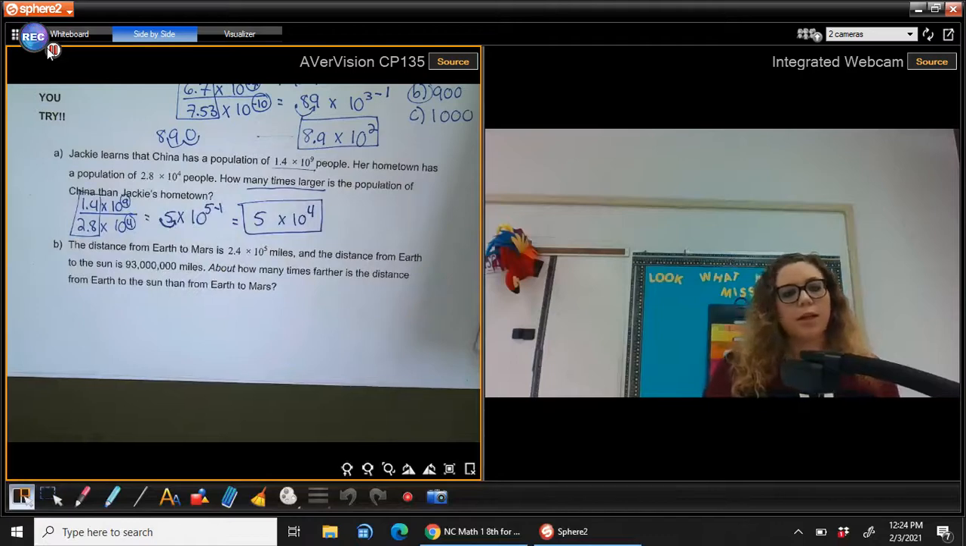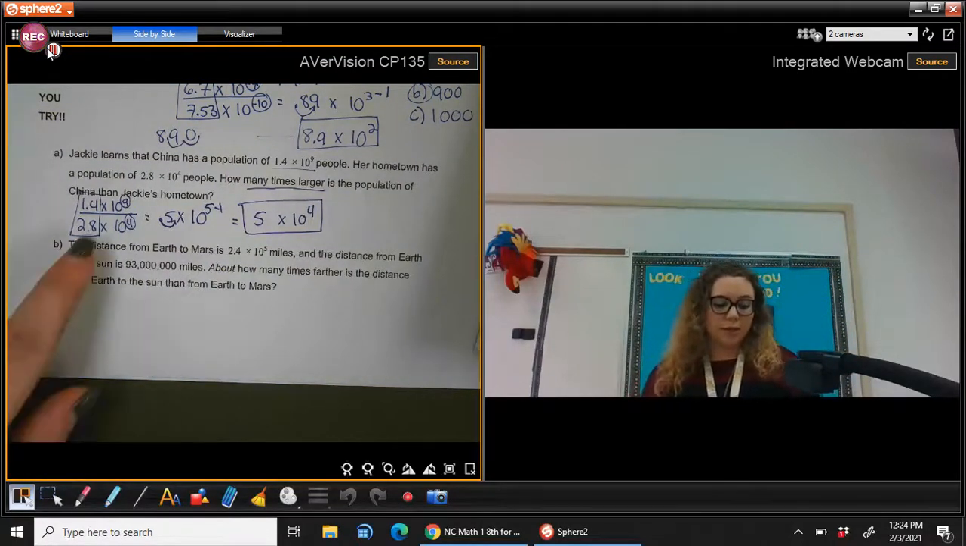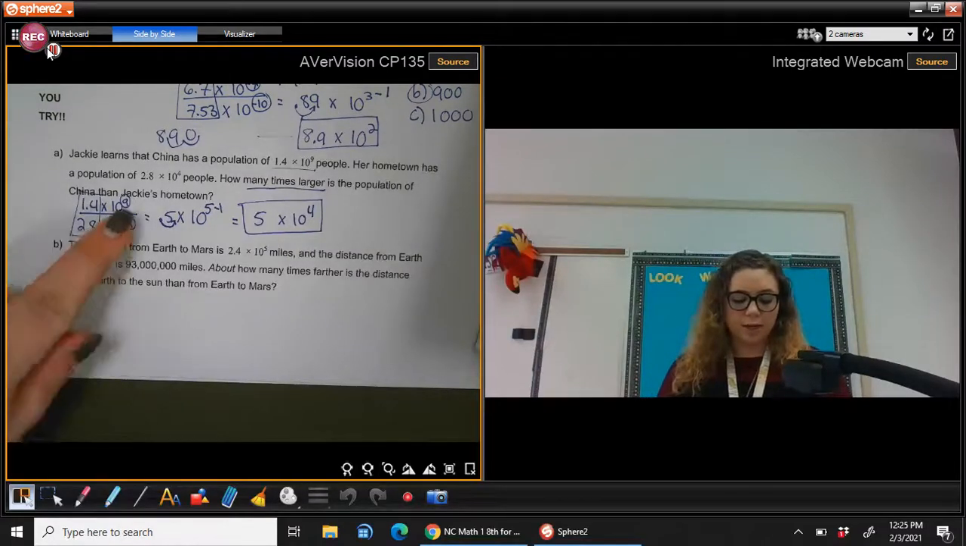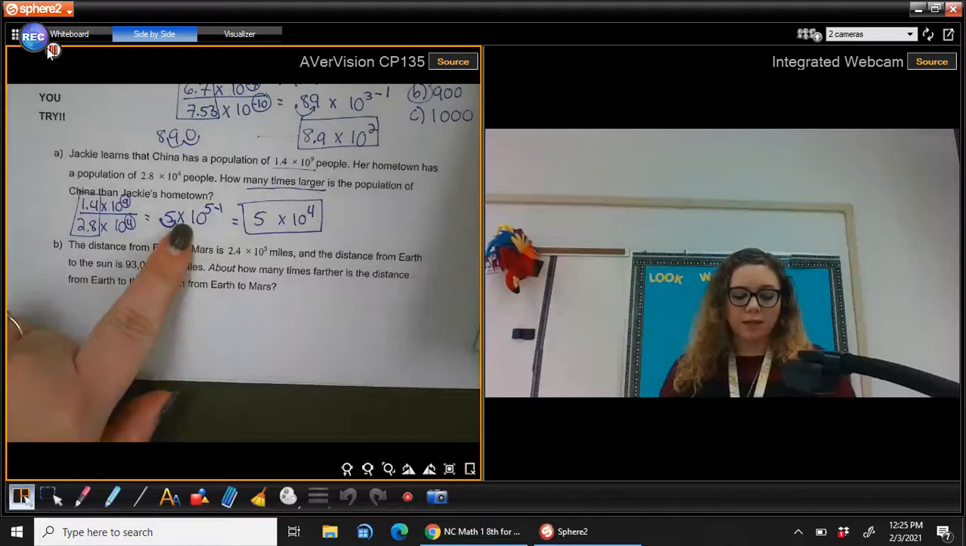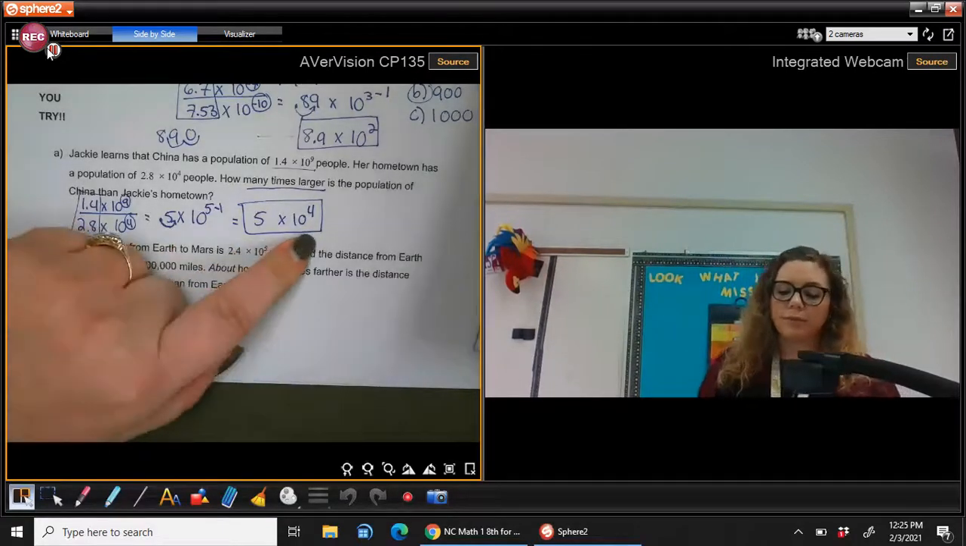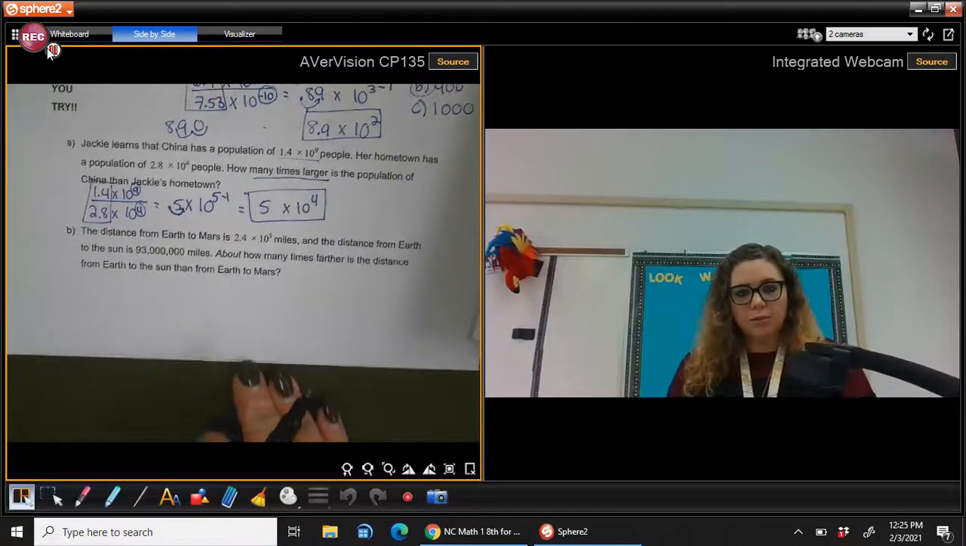Okay, these work all the same way. You set up, you see which one has the largest exponent. The larger one goes on top. Divide the coefficients, subtract the exponents. Then you have to adjust so it is in scientific notation, and then you have your answer. All the same. Anytime you see how many times, you're going to automatically know to divide. Okay, let's do B.